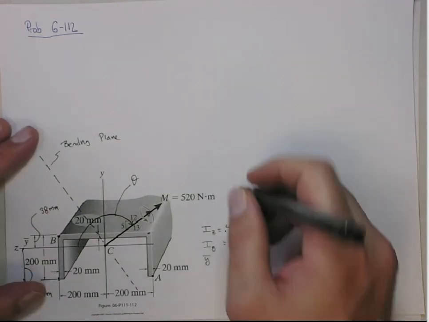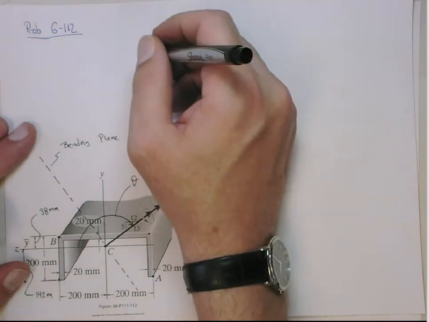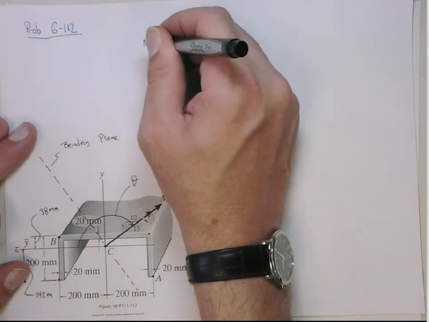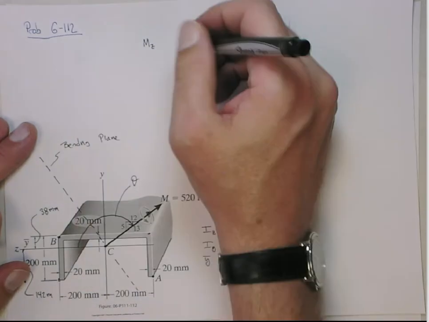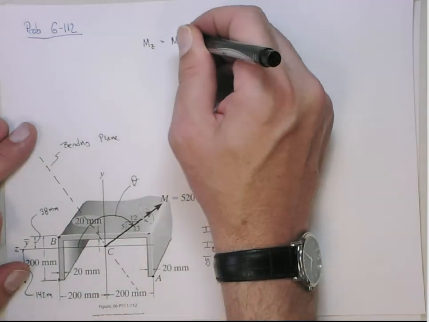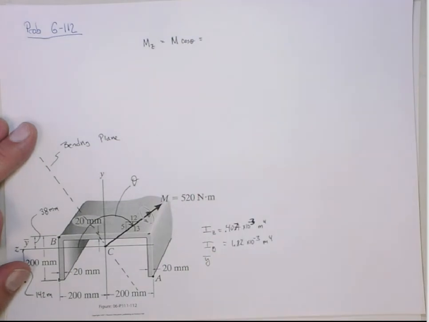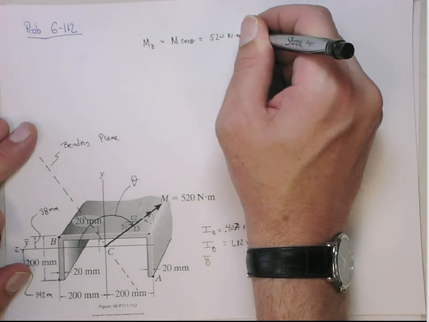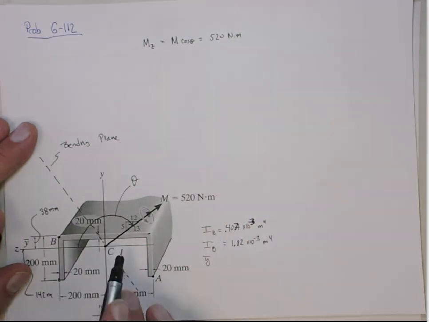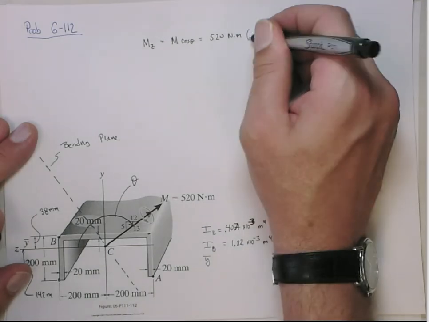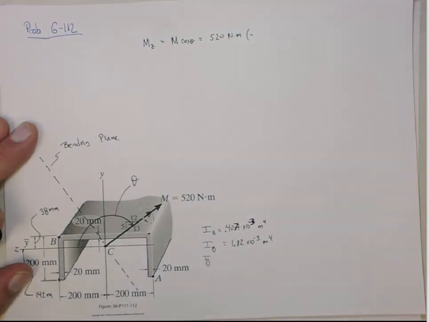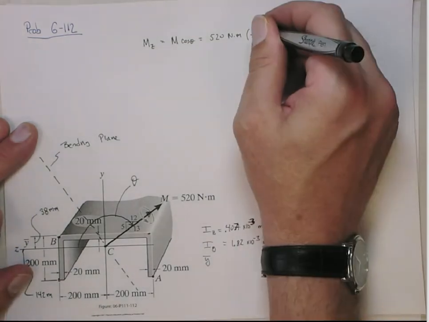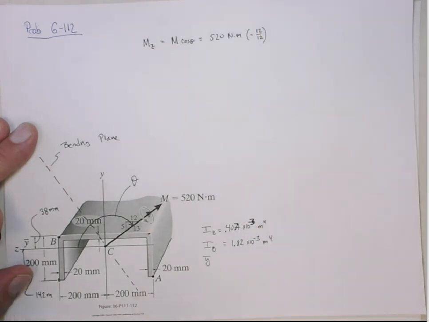The tangent of theta, well, actually, I really need the moment in the z direction, which is the moment times the cosine of theta. So that's 520 Newton meters. The cosine of this angle is going to be negative, since it's an angle greater than 90, and it's going to be 12 over 13. That's the cosine of the angle. And that turns out to be, where's my calculator?